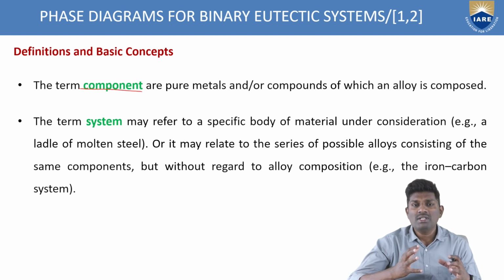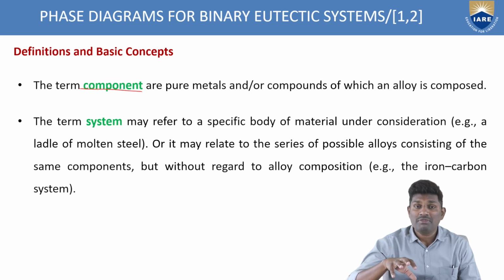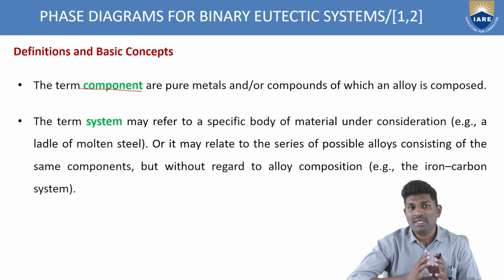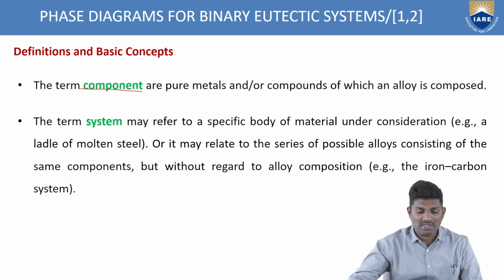Now, a system. What is a system? The system may refer to a specific body. Here, a component is nothing but a pure metal, and a system refers to a specific body of material under consideration. So, what are the materials we are considering to perform any operation? This material, taken together, is called a system.